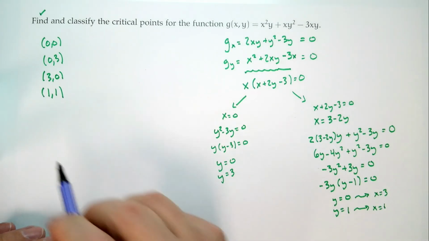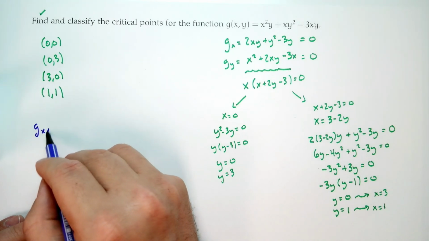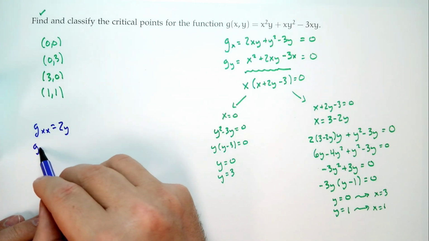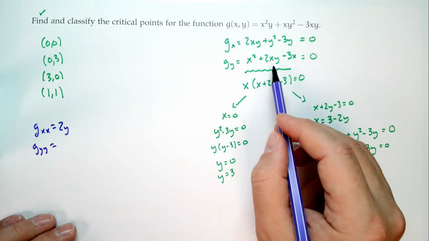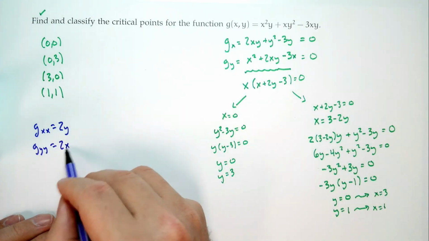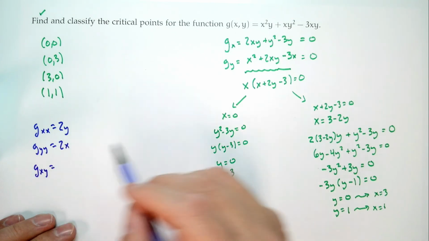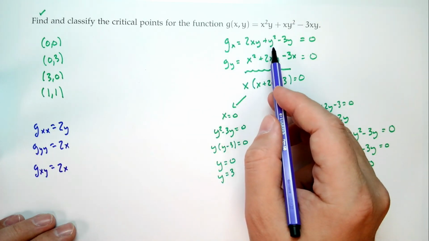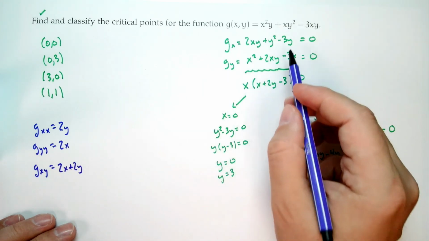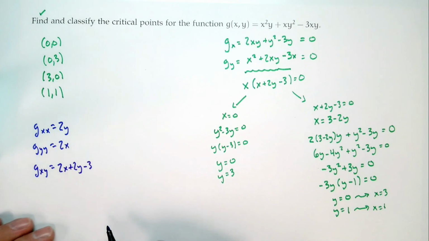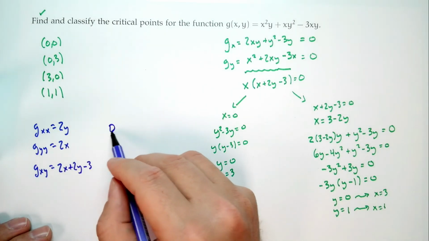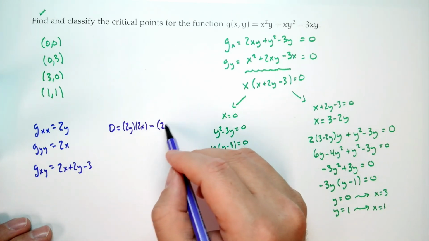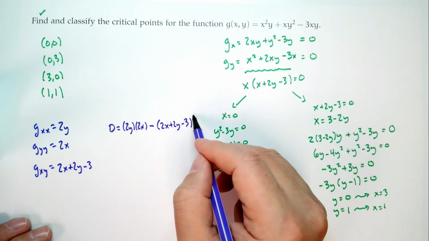Find and classify. So, we get g sub xx. Well, it's just a single x, that's not so bad: 2y. How about g sub yy? Well, there's only a single y: 2x. How about g sub xy? Well, that would be 2x plus 2y and a minus 3. Okay, so there's a fair bit there. So our function for d is 2y times 2x, subtract (2x plus 2y minus 3) squared.